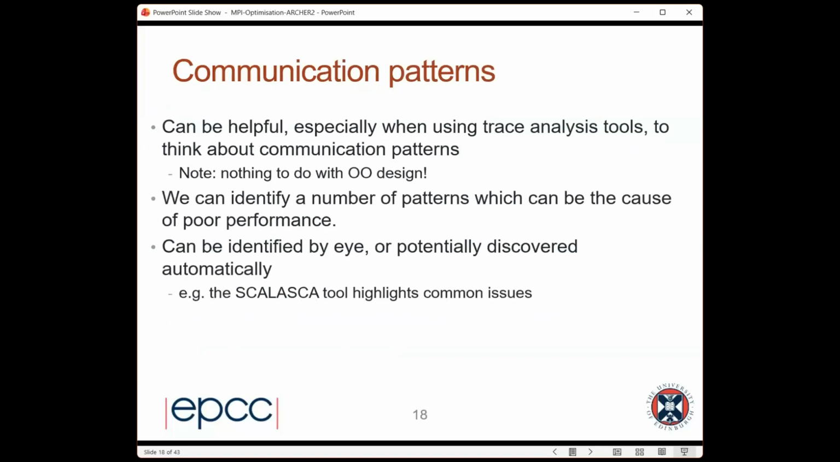What I'm going to talk about now are various standard communication patterns which arise in real programs and lead to poor performance. This is not OO design, it's communication patterns between different processes. We're going to identify with a few diagrams a number of standard patterns of communication which can be the cause of poor performance. You might be able to identify these by eye, or they could be discovered automatically through a tracing tool. There are some tracing tools such as Scalasca, which actually try and identify these.